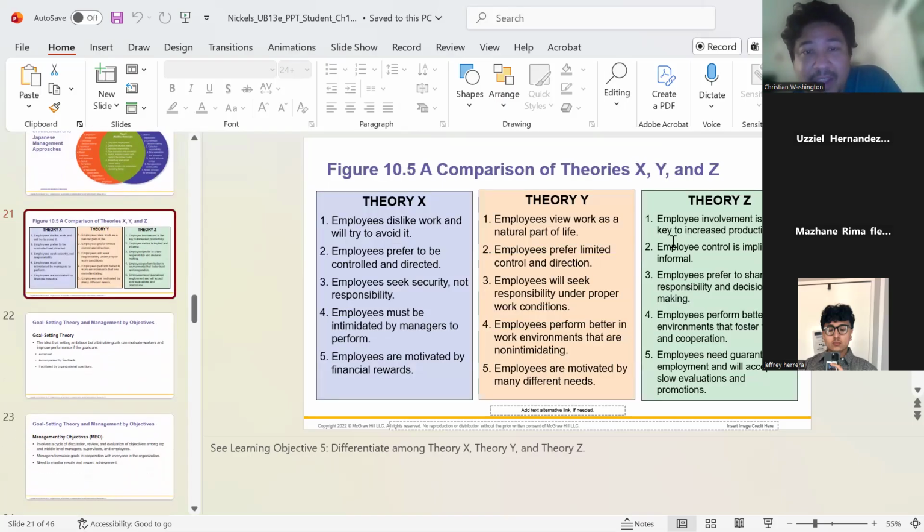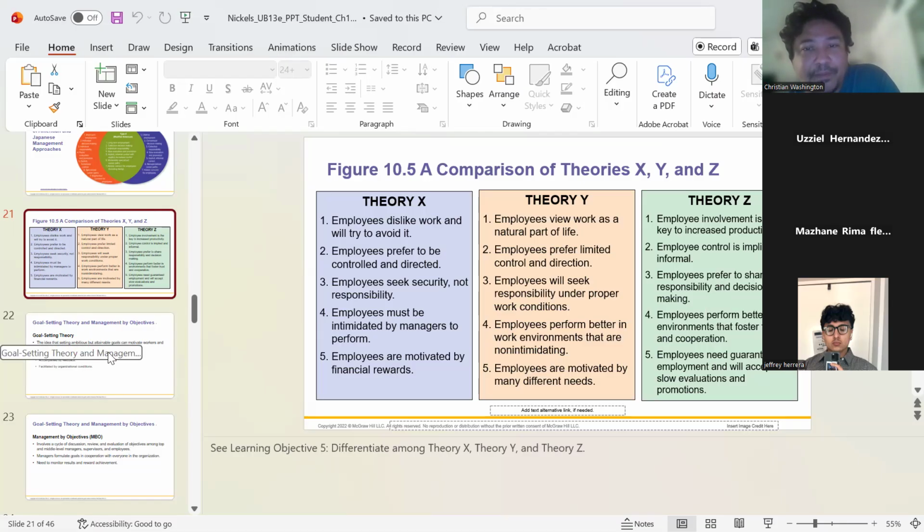So there's Theory X, Y, and Z. Employees dislike work, which is X. Theory Y, we spoke on, employees view work as a natural part of life. And there's Theory Z, where employee involvement is the key to increasing productivity. Employee control is implied and informal. Employees prefer to share responsibility in decision making. Employees perform better in environments that foster trust and cooperation. Employees need guaranteed employment and will accept slow evaluations and promotions. So this is Theory Z.